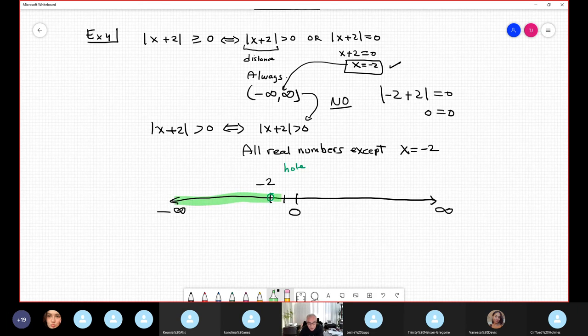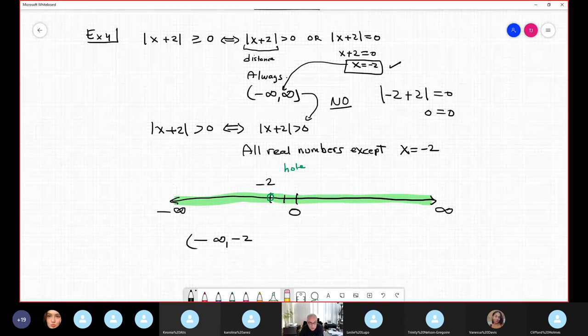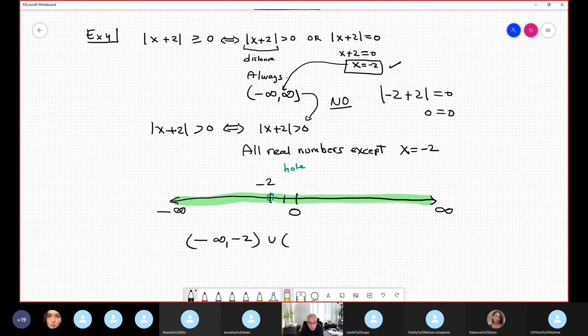Everything to the right or to the left is okay. However, in the middle, we have the negative two case, which totally invalidates this inequality. And zero is not a problem, because zero is completely false. Now, how do you write interval notation? Minus infinity, comma, minus two, parenthesis, union, minus two, comma, infinity, parenthesis. And this indicates that the parentheses don't contain negative two as a whole.